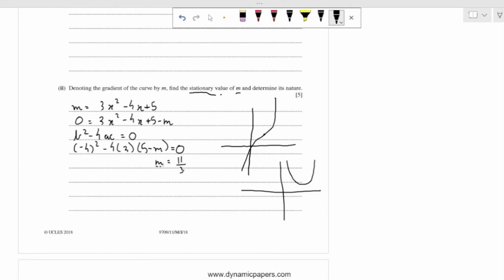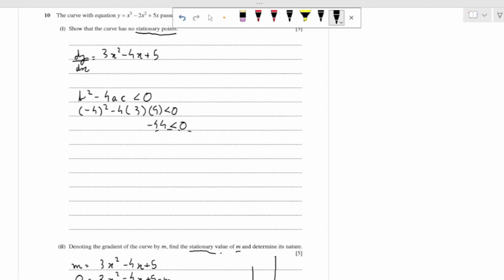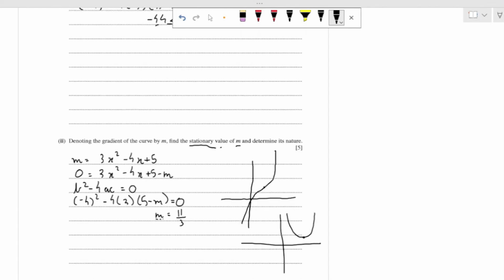So this m value which we have found, how can we determine its nature? Well, we know that this m value is going to be a turning point over here. How do we know? Because we just assumed such a value on the graph of the original equation. And this m value is none other than the actual turning point of our graph above. dy over dx is equal to 3x squared minus 4x plus 5.